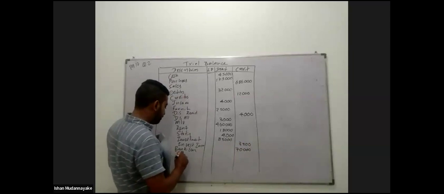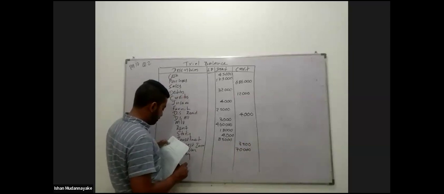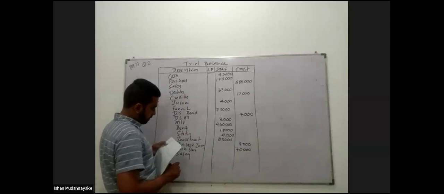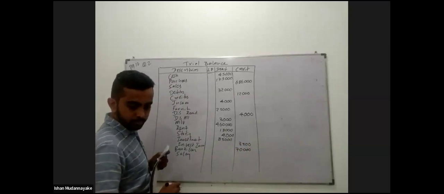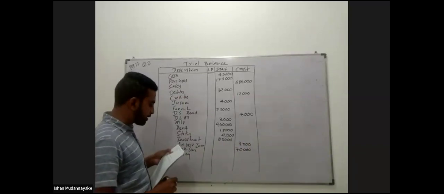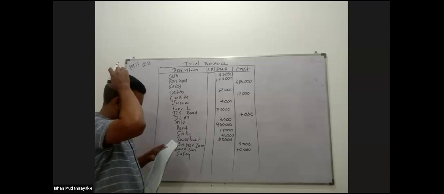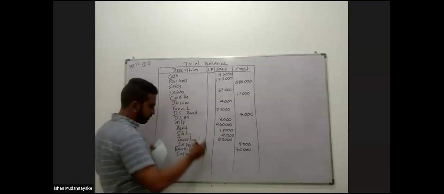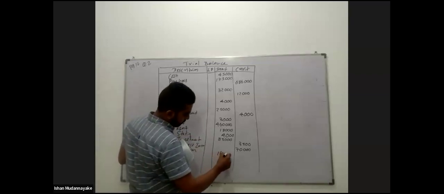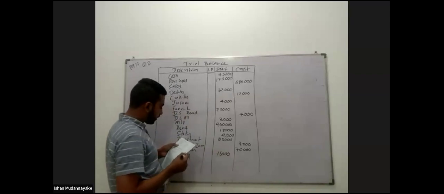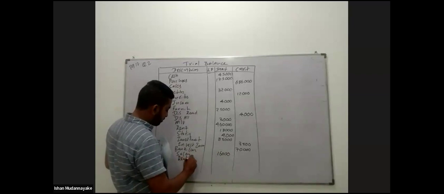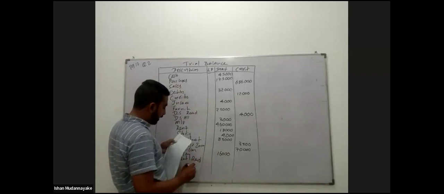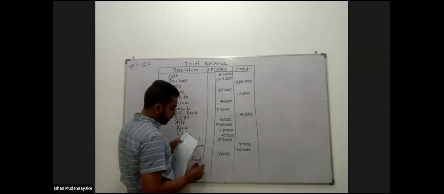Salary 60,000. Debit side expense. Salary 60,000. Rent received, credit. Yes, rent received credit. Cash book debit, rent received account credit.